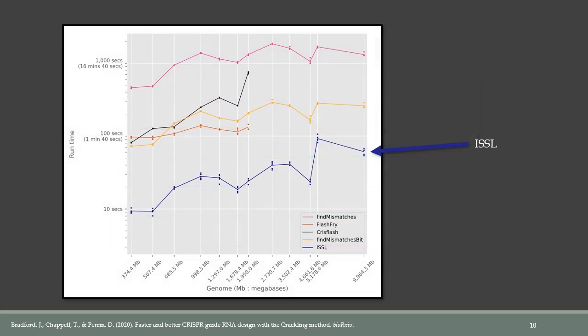This plot shows the speed of ISSL compared to others. The horizontal axis is a list of genomes that increase in size. The vertical axis is the runtime for each method to assess the off-target risk of 10,000 candidate guides. As you can see on the smallest genome, which is about 400 megabases, ISSL took 9 seconds, whereas everybody else took about 100 seconds. This trend continues throughout the plot.